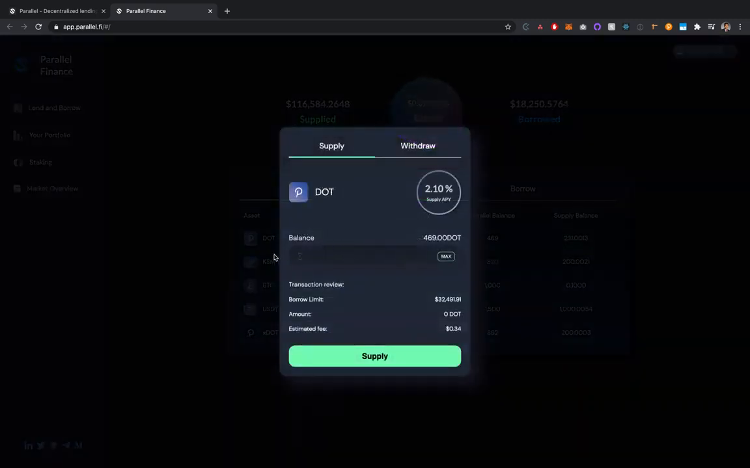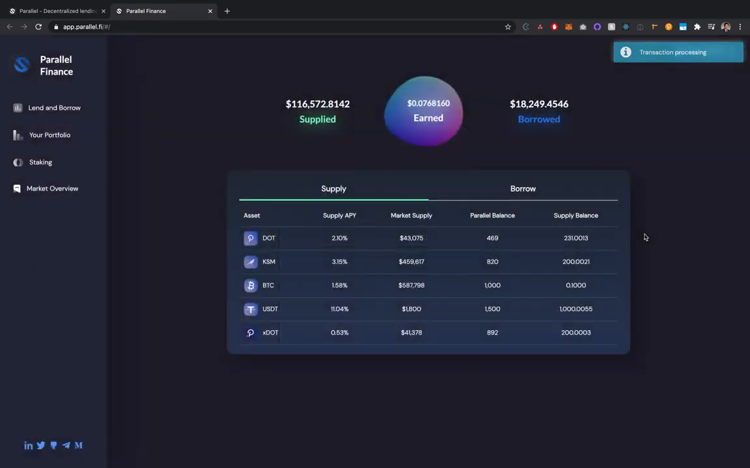So let's deposit some more dots to the market and earn 2.10% interest. By clicking on supply, this will send a transaction to the blockchain, and then we should see the supply balance increase shortly. Here we go.